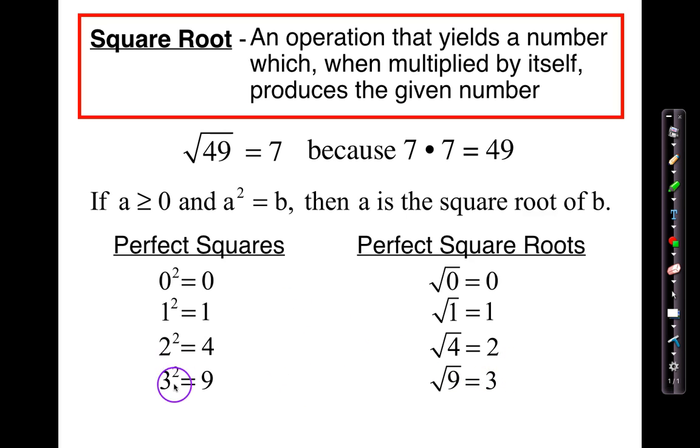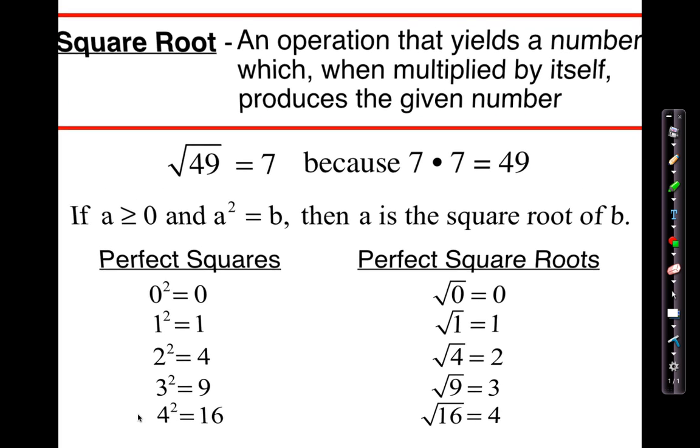So notice it keeps going back to the number that was being squared. Let's do one more. If I do 4 squared, that's 16. So 16 is a perfect square. If I take the square root of 16, it's going to give me 4. So you can definitely generate perfect squares. You just take a number, square it, and there you go. You have a perfect square.